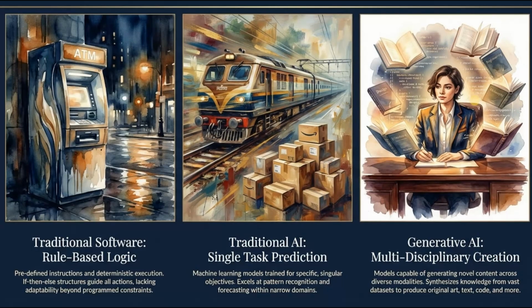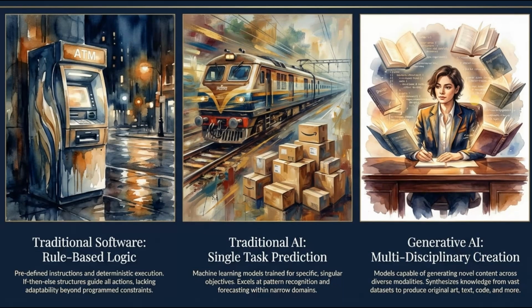Generative AI is trained on enormous quantities of data, not just labeled examples, but raw, diverse data from books, websites, research papers, code repositories, and much more. From this training, the model learns the deep underlying patterns of human language, knowledge, and creativity.